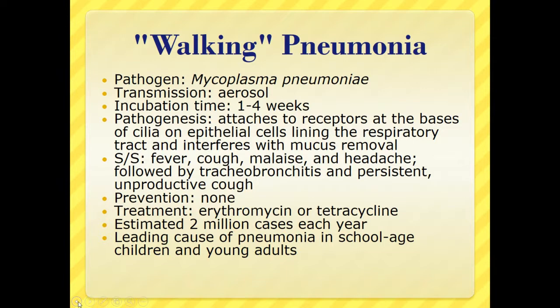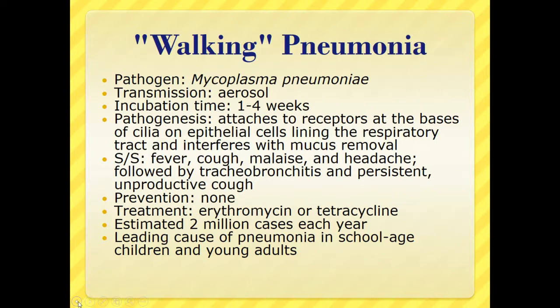So this is the difference here. With pneumococcal pneumonia, we saw a productive cough. So they're actively coughing up mucus. With walking pneumonia or mycoplasma pneumonia, since the cilia are damaged, they can't get rid of that mucus. So there's going to be massive coughs, but they're not productive. They're not actually getting anything up. Okay.